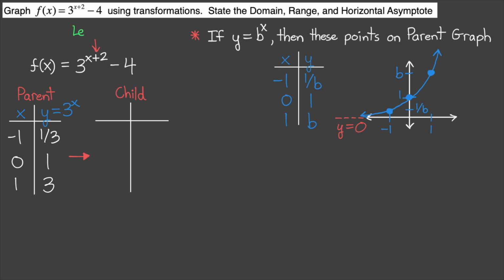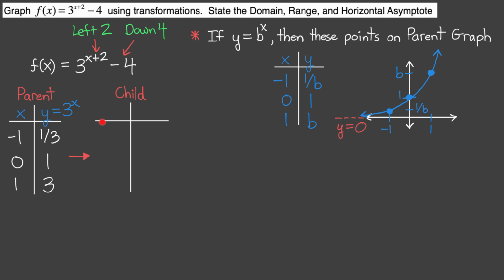So really important. I always tell my students, x's lie. So you would think x plus 2 would shift to the right, but it actually shifts the graph to the left. Then we have a negative 4 here. So that negative 4 is going to shift the graph down 4 because it's negative. So it's going to shift it down 4.